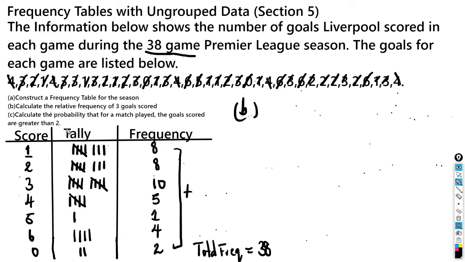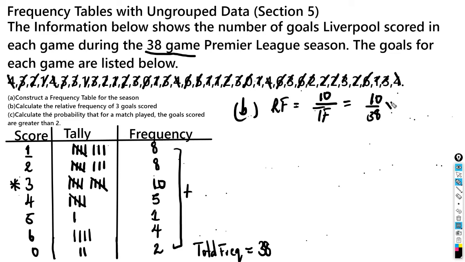Alright guys, so for B now, we're going to find the relative frequency of 3 goals scored. We know that the relative frequency is the number of times the event occurred, which in this case is 10, because they ask you to find the relative frequency of 3 goals scored, divided by the total frequency. So in this case, it's going to be 10 over 38. And this would be as a fraction.